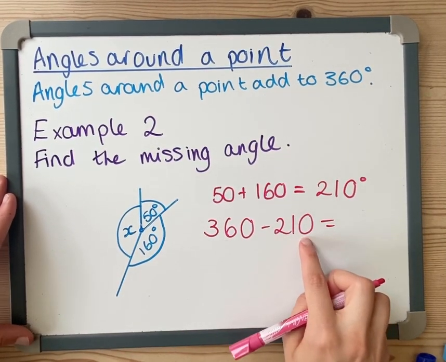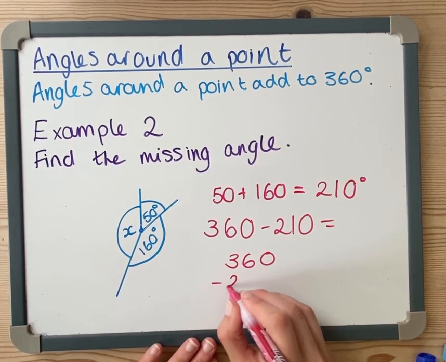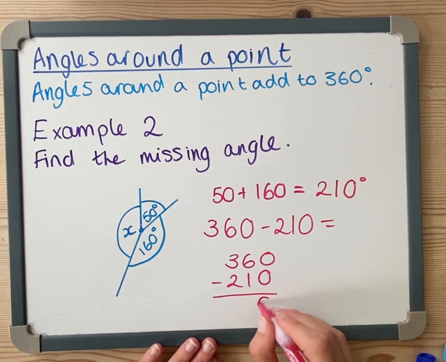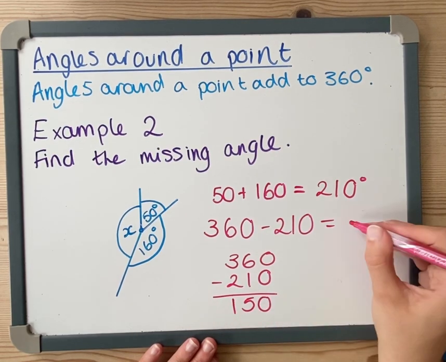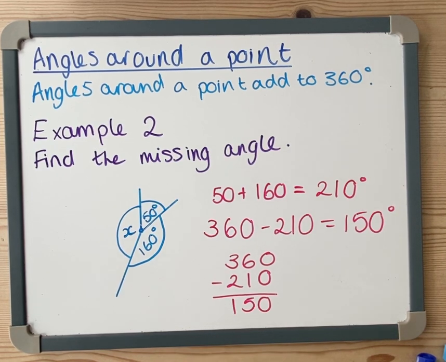So 360, take away 210. Again, if you're not sure of anything, you are absolutely welcome for quite a few of the questions in the quiz to use your calculator, or you can do a little written method. And we're left with 150 degrees. Okay.